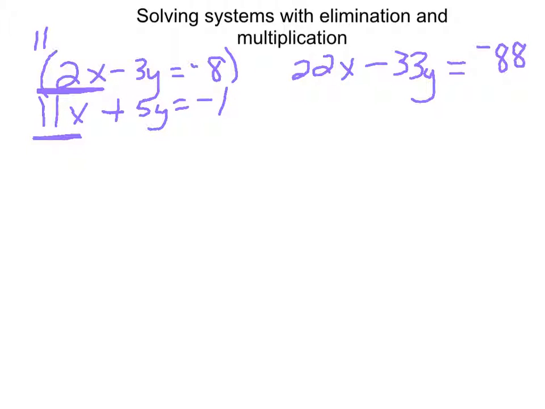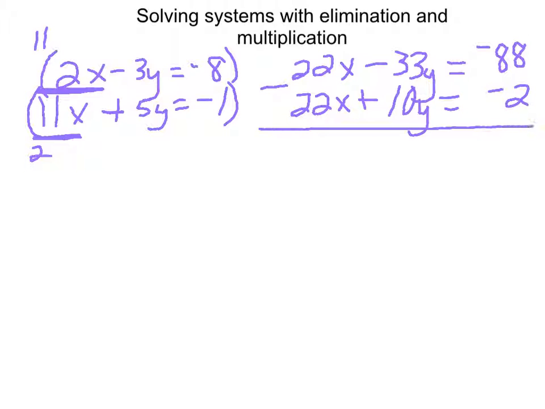Now I'm going to look at the bottom equation, and I have an 11x there. What do I multiply the 11x by to make it 22x? I have to multiply everything by 2. So again, 11 times 2, 22x, plus 5y times 2 gives me 10y, equals negative 1 times 2 is negative 2. Now I've got it so that my 22's are lined up. They both have the same number in front of the x's. As I said, they're the same sign, so I need to subtract. 22x minus 22x, they're eliminated. That's exactly what I wanted to have happen.